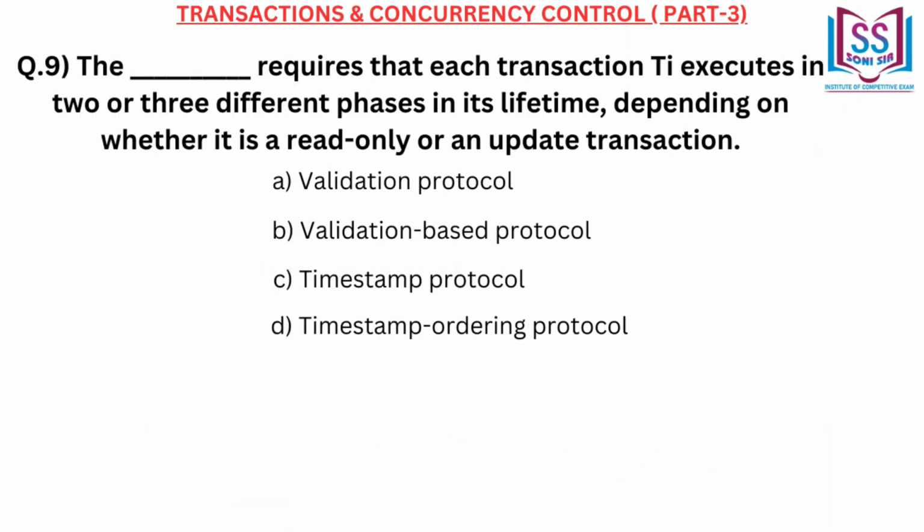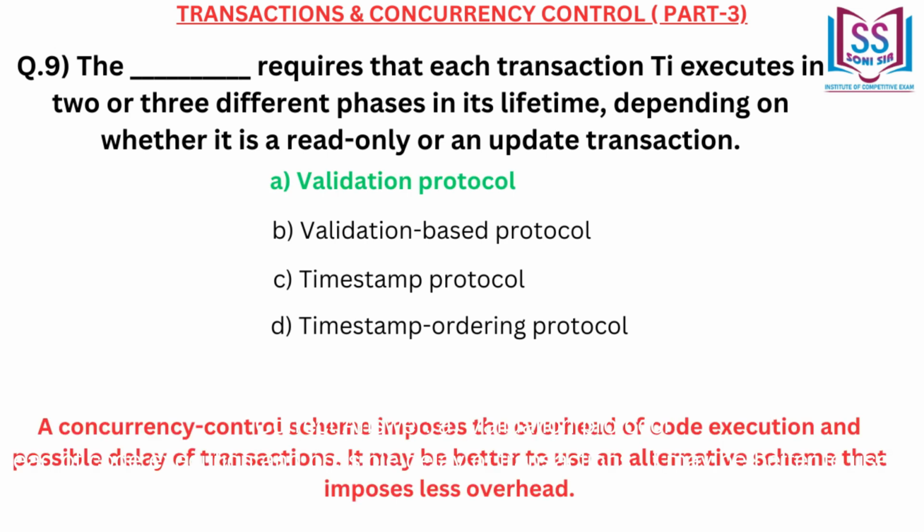The dash requires that each transaction T executes in 2 or 3 different phases in its lifetime, depending on whether it is a read-only or an update transaction. A. Validation protocol, B. Validation-based protocol, C. Timestamp protocol, D. Timestamp ordering protocol. Correct answer A. Validation protocol. A concurrency control scheme imposes the overhead of code execution and possible delay of transactions. It may be better to use an alternative scheme that imposes less overhead.